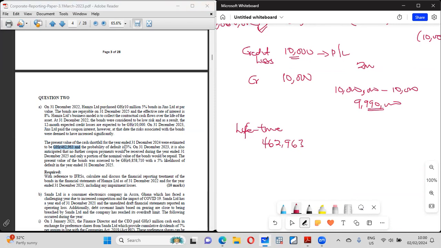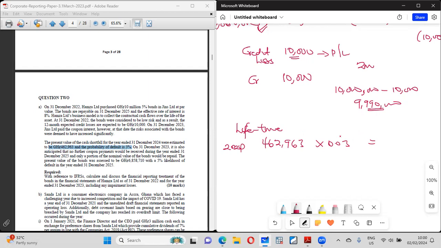462,963. And the probability, I told you, if it is a lifetime and you are given the probabilities, you multiply as such. That's all. So if you are given this one, then it means that the probability is what? 3%, 0.03. So you get your loss. All right. So when you do that, how much are you going to get? Please. And so this one is what? 2024, right? 2024. So you see, we ended 2023. So you'll be bringing the opening balance and you continue the amortized cost table for each respective year as such.